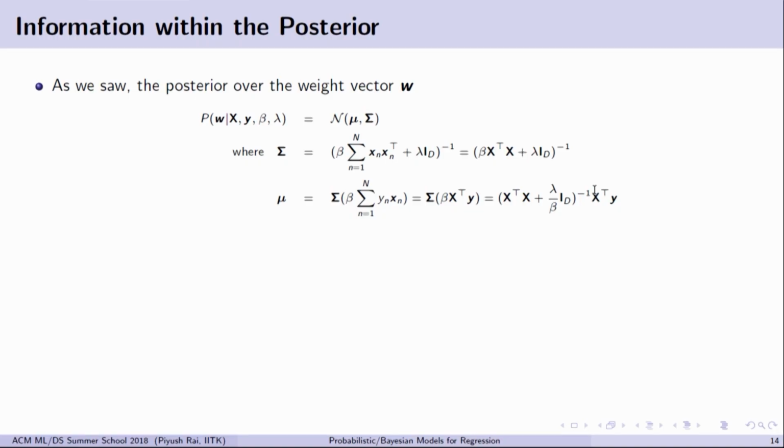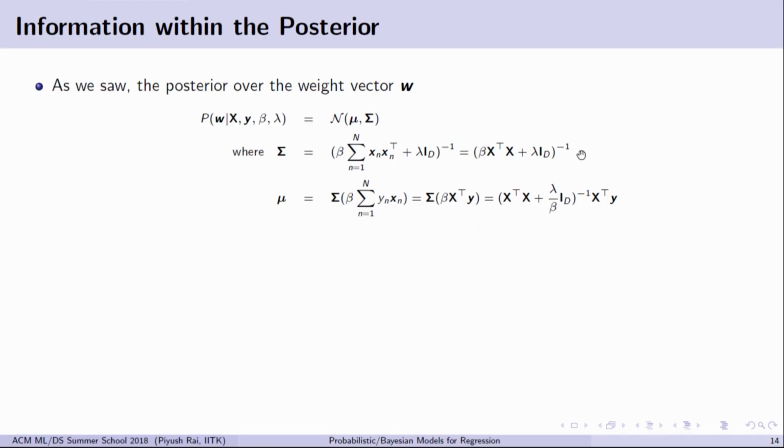When we did MLE or MAP, we only got a point estimate. We got X transpose X inverse X transpose Y, or at best X transpose X plus lambda by beta times I, inverse, X transpose Y. That was exactly the MAP estimate, if you recall. But in this case, we are getting a full distribution with a mean which incidentally happens to be the MAP estimate, because for a Gaussian the mean and mode are the same. I made this point in the previous lecture also: the mean of the Gaussian posterior is the same as the MAP estimate, because a Gaussian is a symmetric distribution, so the mode is the same as the mean.